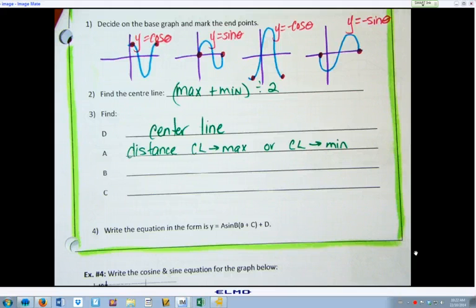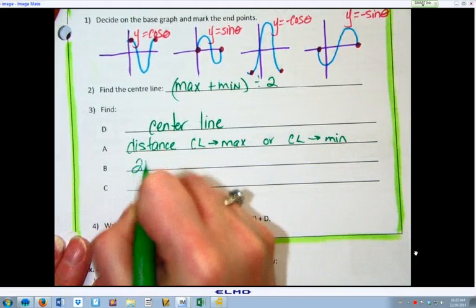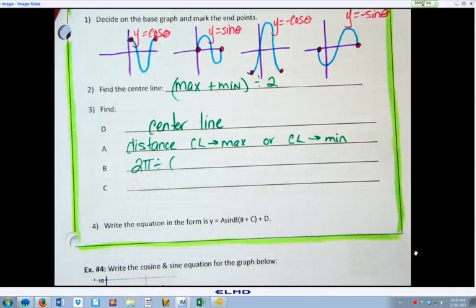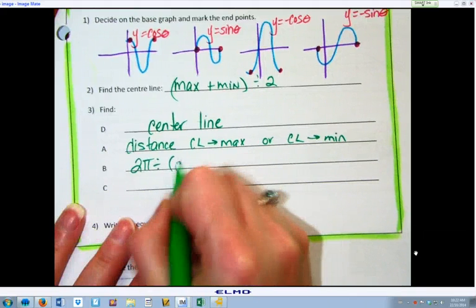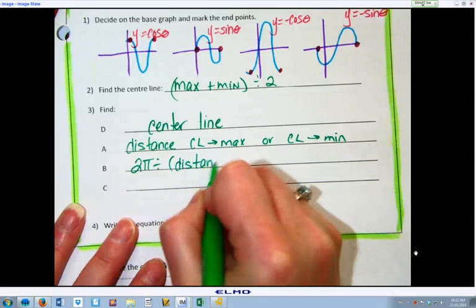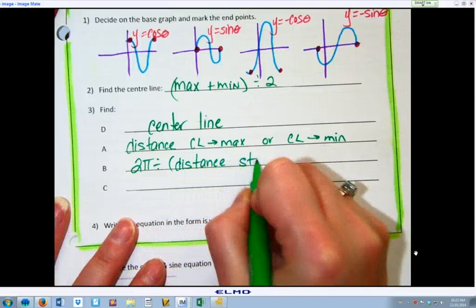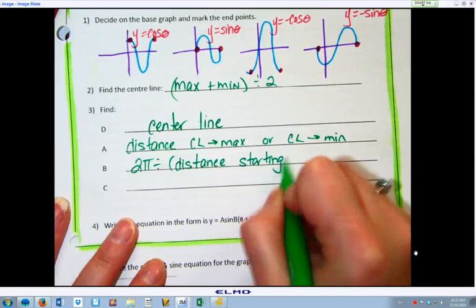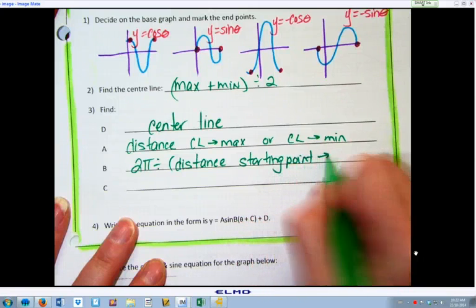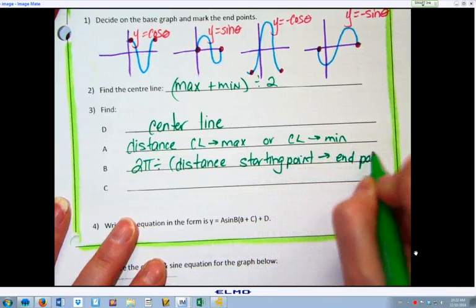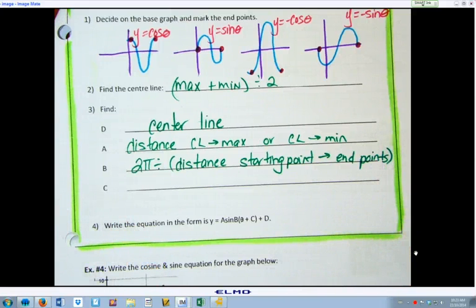Then I go to B, which is the nastiest of all of them, and it's always 2 pi divided by the period. And the period is the length of the graph, or 1 revolution of the circle. So that's the distance from starting point to end point. That's why it's important to mark the points at the beginning, because the distance between them will be what you divide 2 pi by. And again, for the non-wordy people, wait till we do the example. This is going to make more sense.